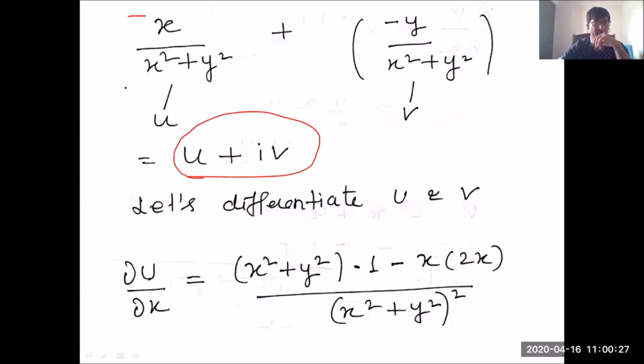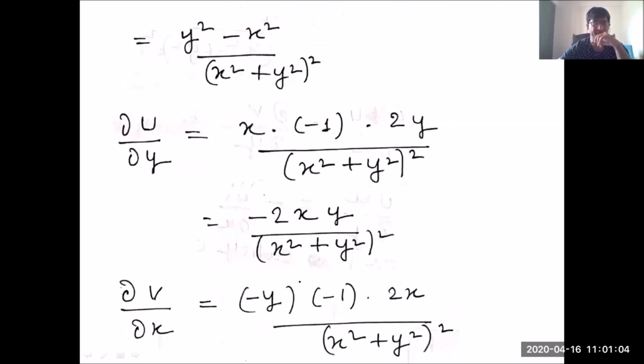So this part is your u, the real part, and this becomes your imaginary part, v. Now, as per the definition and the two requirements for the CR equation, let us first calculate del u with respect to del x, which comes out to be this value. I hope everyone knows how to differentiate these equations; it's just plain differentiation. After doing that, what we get is this part.